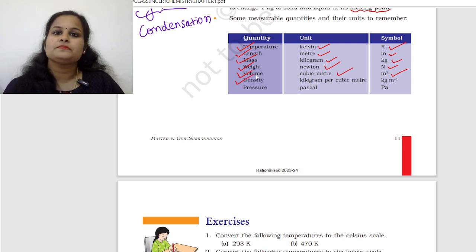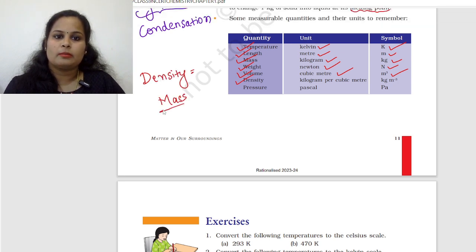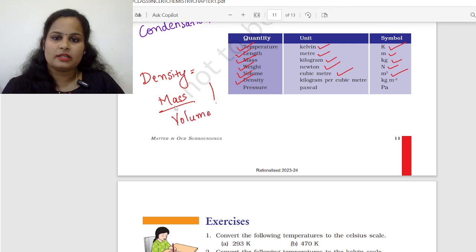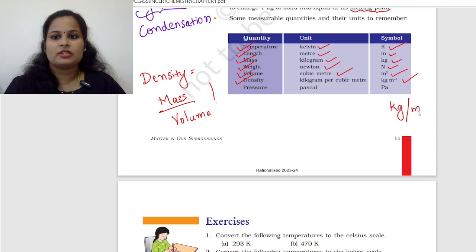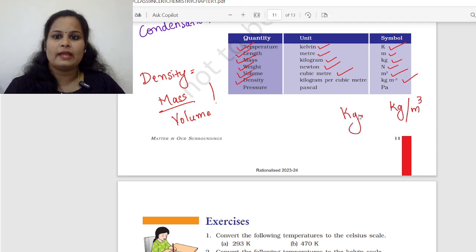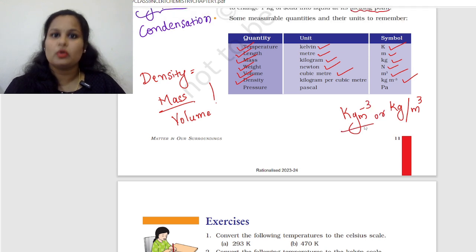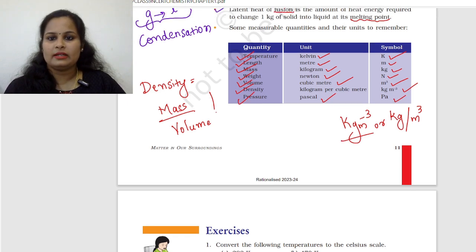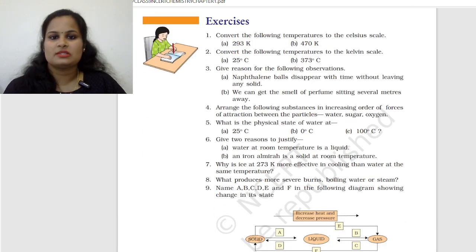Density is nothing but mass by volume. All right. So mass is in kilogram and volume is in cubic meter. So it comes as kilogram per meter cube. You can say kg per meter cube, or you can simply say kg m raised to minus 3. So in that case, you need not put that bar, like the division. And the pressure, Pascal, Pa. Okay, done with that. So let's quickly move towards exercise questions.